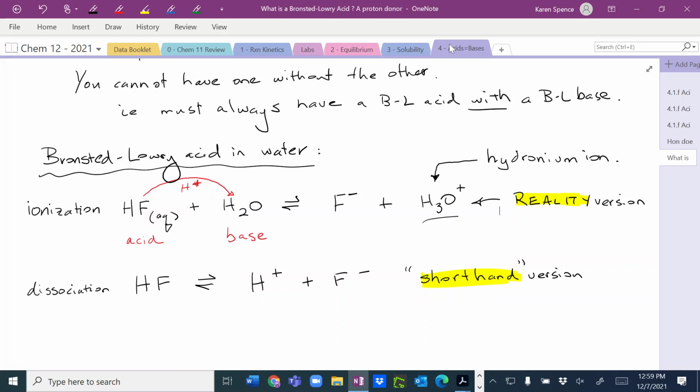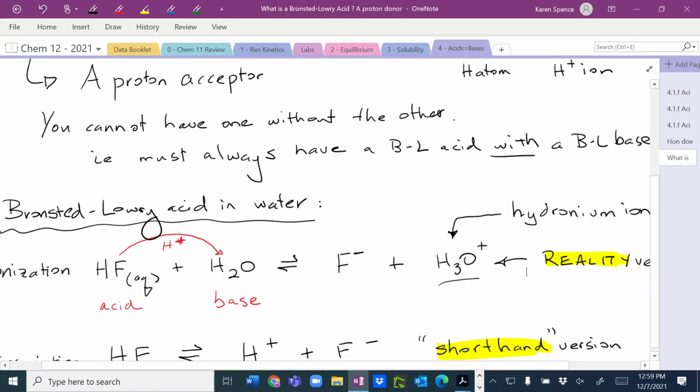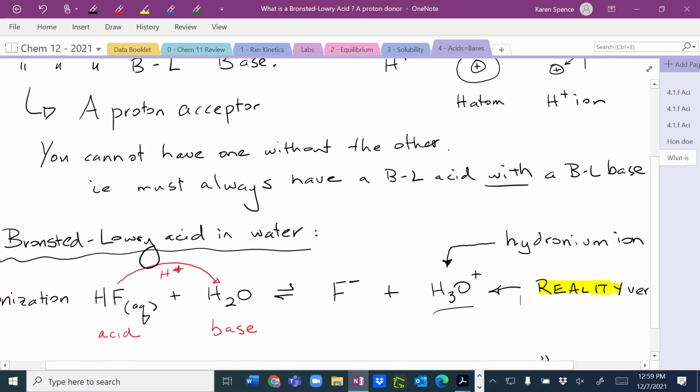For our reverse reaction, because this is an equilibrium, who would be the acid? And again, we're going to look at our non-shorthand version here. Who would be the acid in the reverse direction and who would be the base? Tell your partner, and then I'll come back to you.